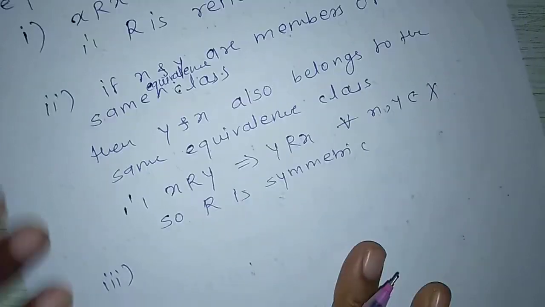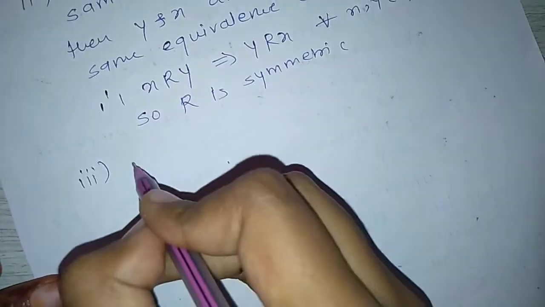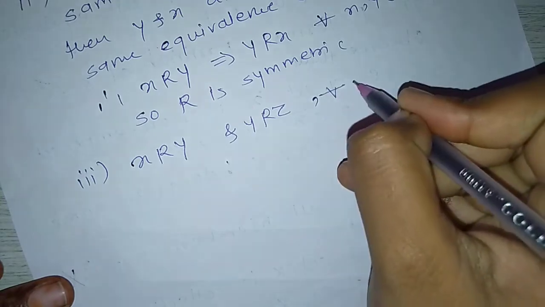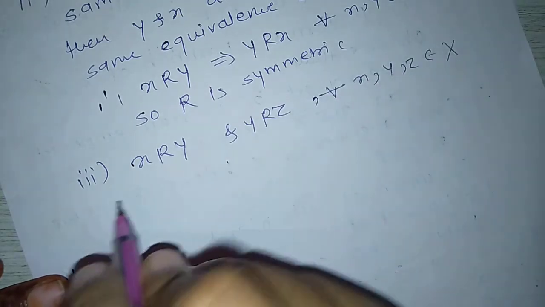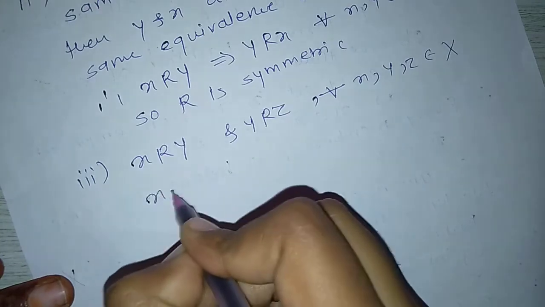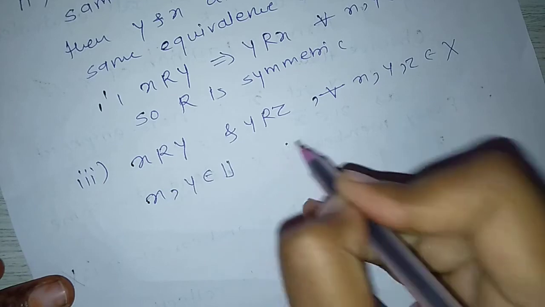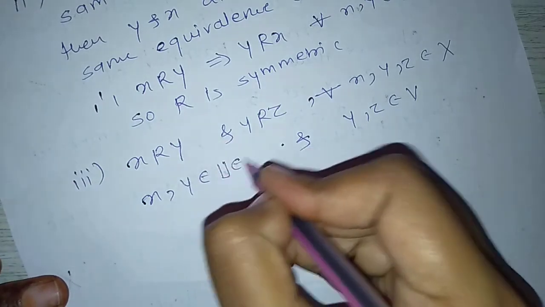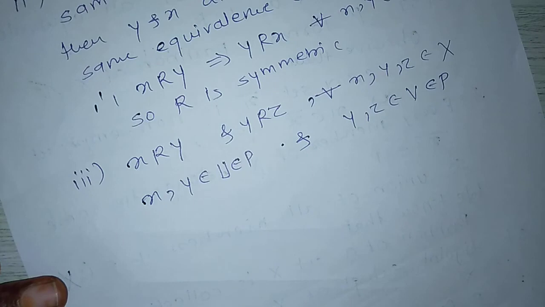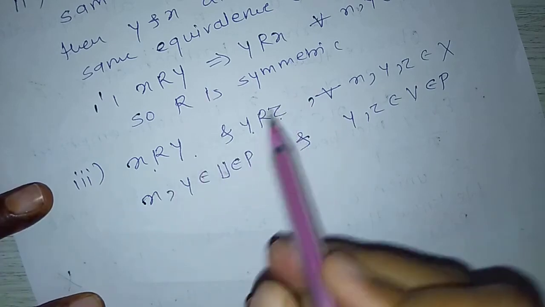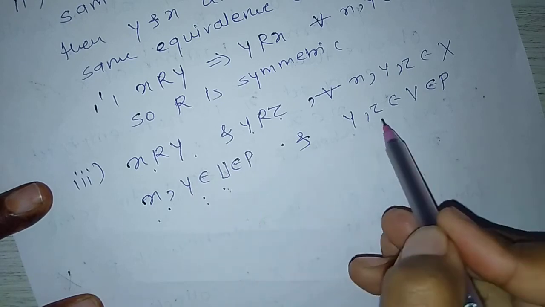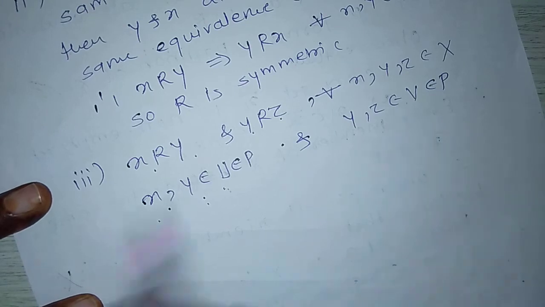Third, x is related to y and y is related to z for all x, y, z belonging to X. Say x, y belong to U and y, z belong to V, where U and V belong to P. P is a partition, and in a partition two sets are either identical or disjoint. x, y belonging to U means x, y belong to the equivalence class U, and y, z belonging to V means y, z belong to the equivalence class V.